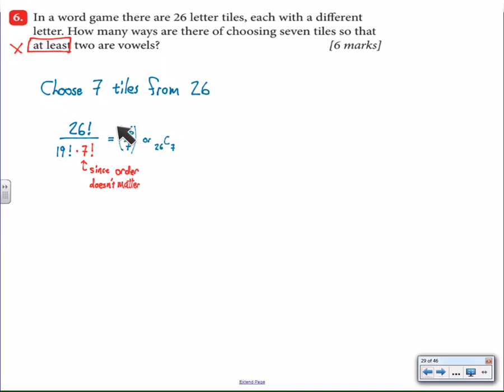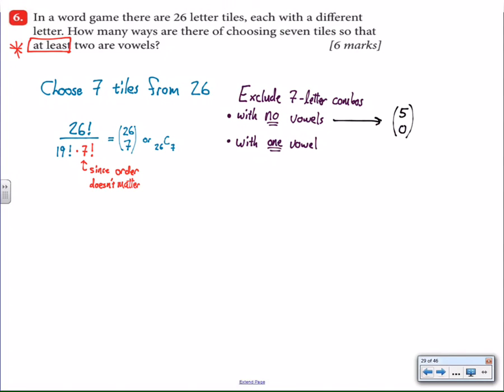This shorthands into the combinatorics notation, 26C7, and that gives us the total combinations of 7 tiles from a set of 26. But now what we have to do is exclude the situation where there are no vowels, and then you also exclude situations where there's just 1 vowel. So from the 5 vowels in the 26-letter alphabet, there's only one way to have no vowels, which means from the 21 remaining letters, there should be 7 consonants chosen.